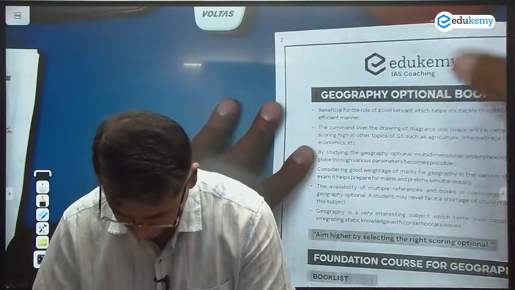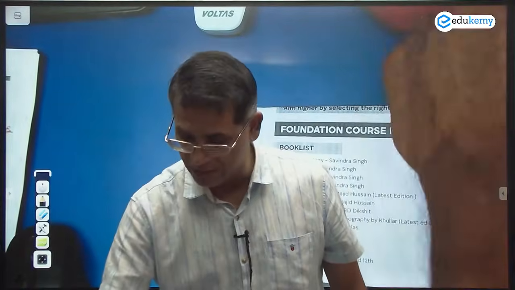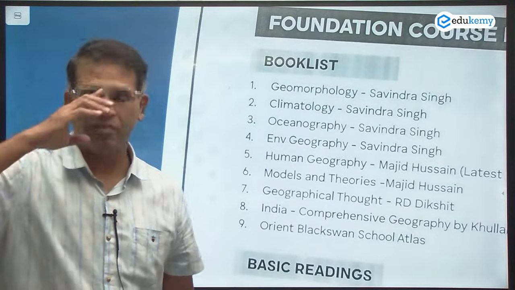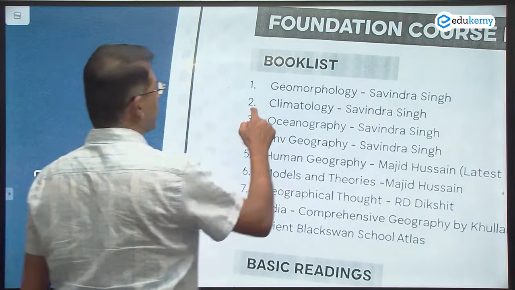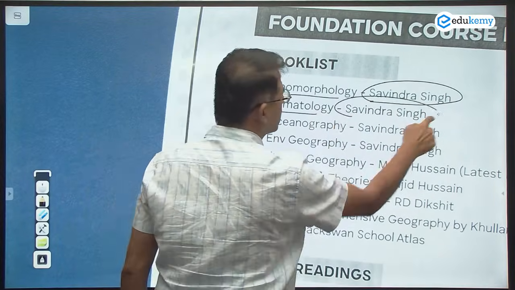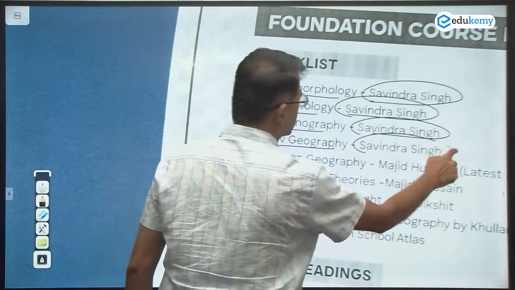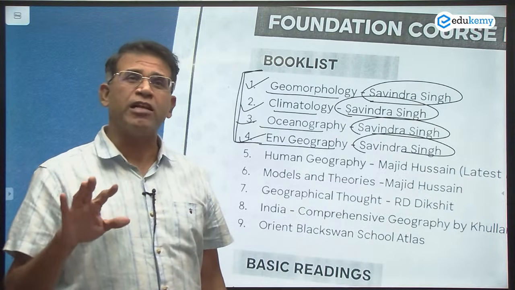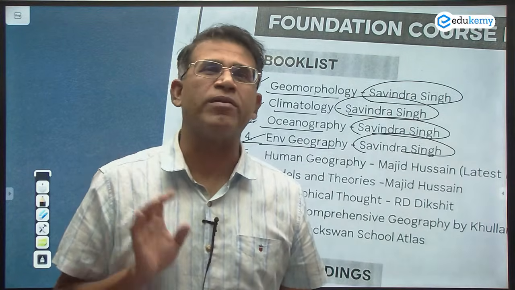Okay, so that's the book list. You must buy Geomorphology by Savindra Singh, Climatology by Savindra Singh, Oceanography by Savindra Singh, Environment Geography by Savindra Singh. ये चारों किताब must buy हैं. There's another book called Physical Geography by Savindra Singh. My suggestion, don't buy that one.